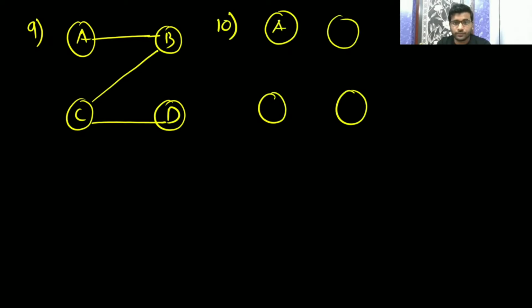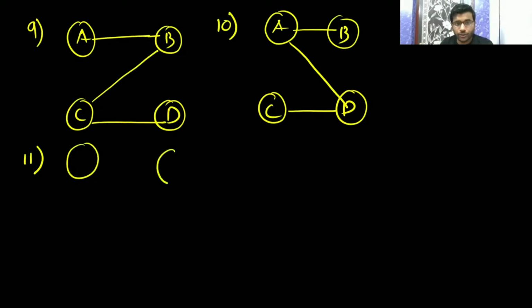This is another way you can get a spanning tree. This is 9. This is another way you can get another spanning tree. Total you will get 16.